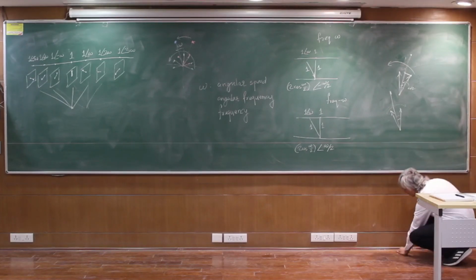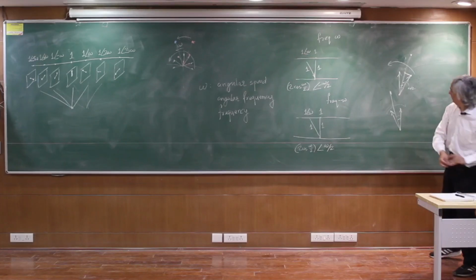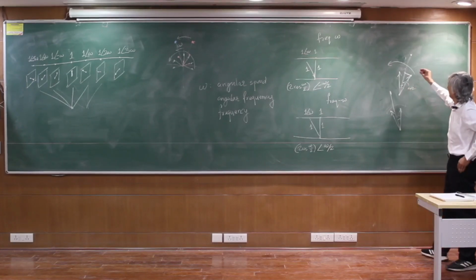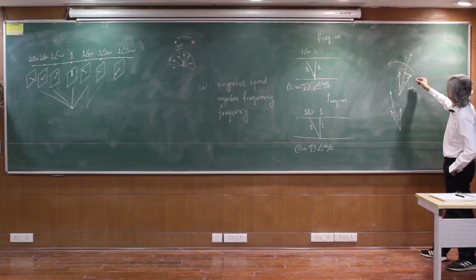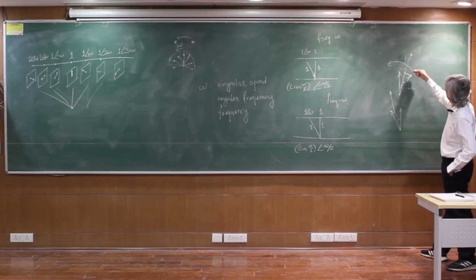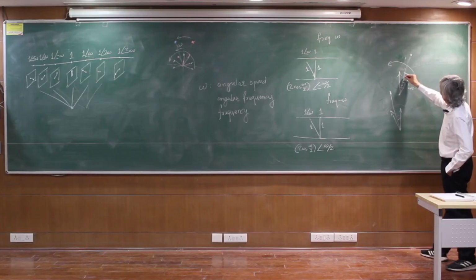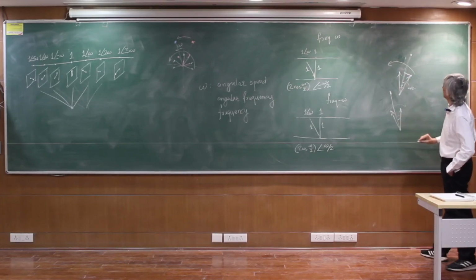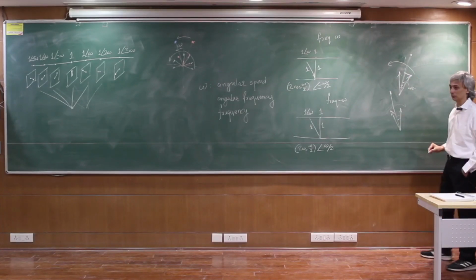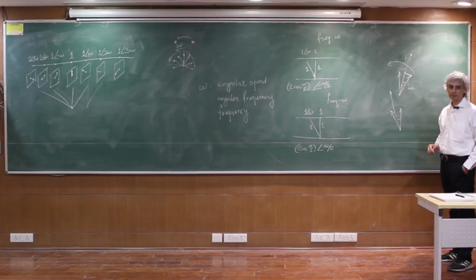Except that if you ask what is the phase angle, in this case you will say that it's minus omega by 2. In this case you will say it is plus omega by 2. Okay?